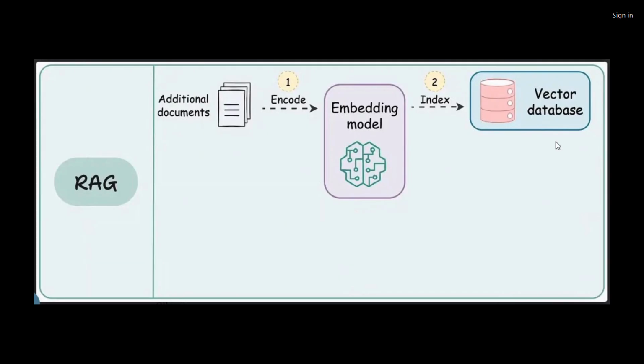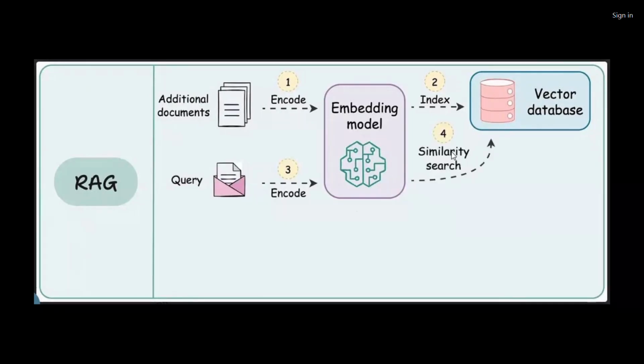Now let us ask one question. The question you asked will again be encoded. Then a similarity search happens in the vector DB. Once it searches, it will find the relevant information, even if some information is not available in the vector database.